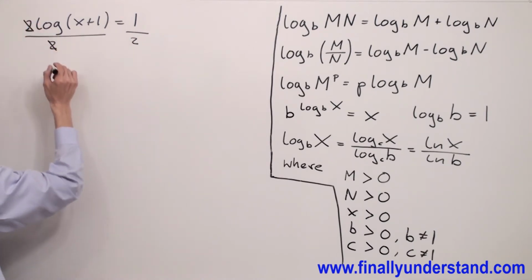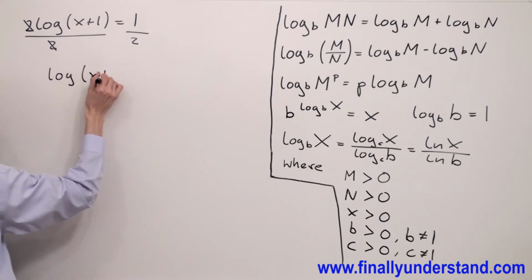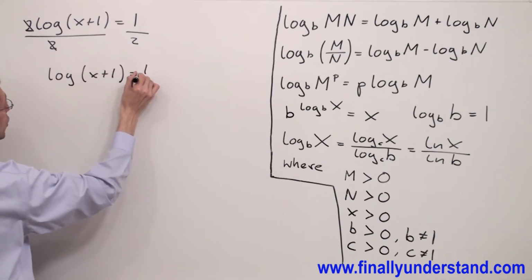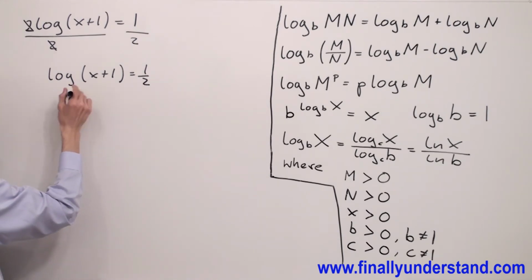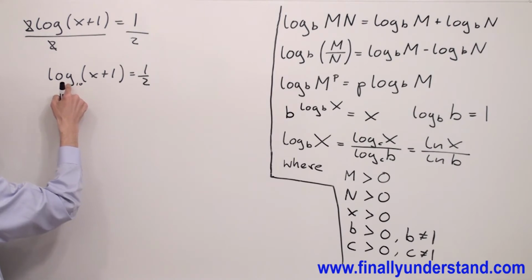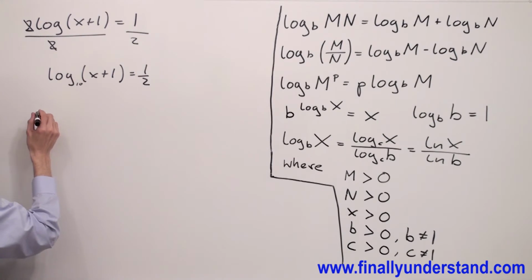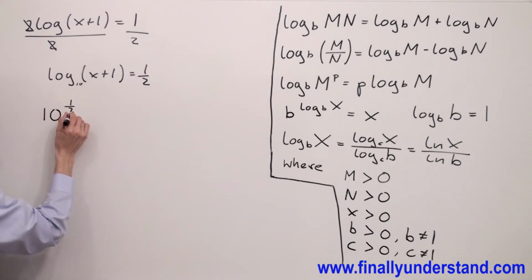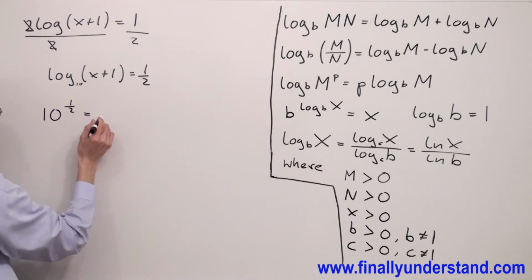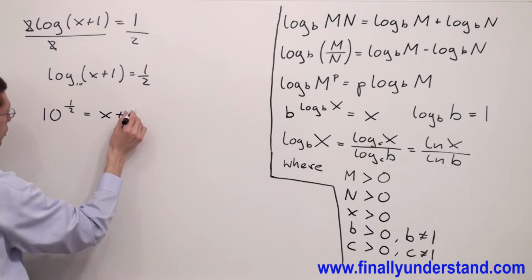2 and 2 will cancel out. I have log(x plus 1) is equal to 1/2. This is the common log. This is the invisible base 10. I'm going to convert the logarithmic form to the exponential form. And I'm going to have 10 to the power 1/2 equals x plus 1.